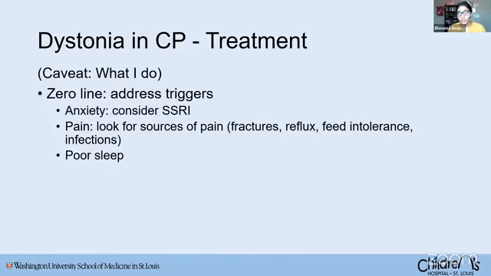I talked about first and second line. I call this a little bit tongue-in-cheek zero line because I think one of the most effective treatments for dystonia can be addressing the triggers. I talk a lot about a young man that I see for his dystonia, whose dystonia acts up predominantly when he goes to restaurants, so when he's out in public, and it's an anxiety trigger for his dystonia. I think we should be aware of that.